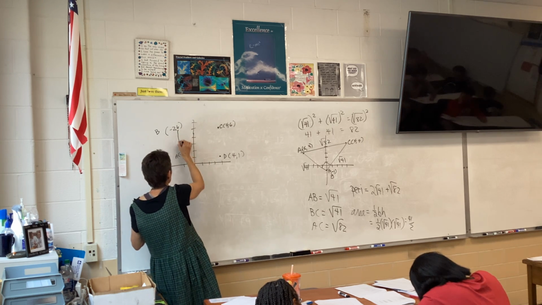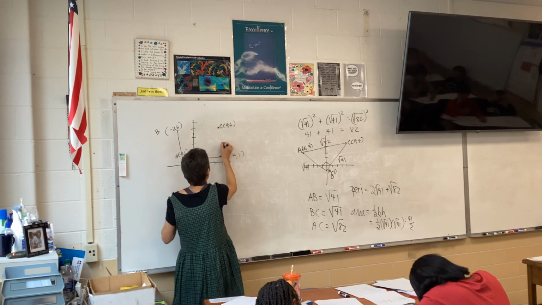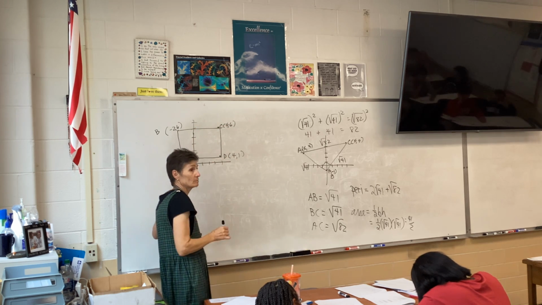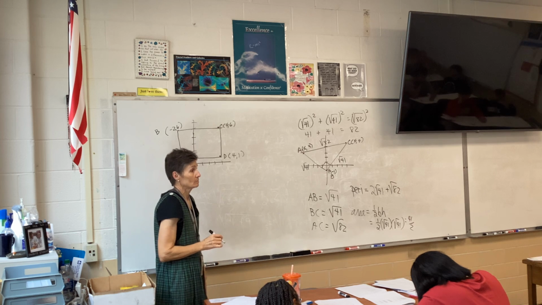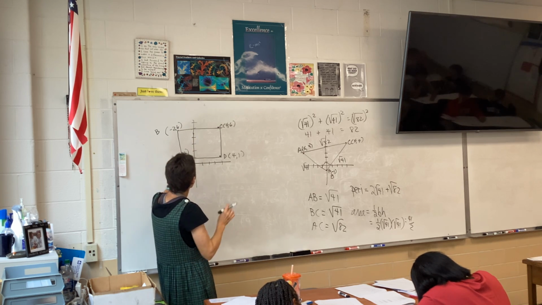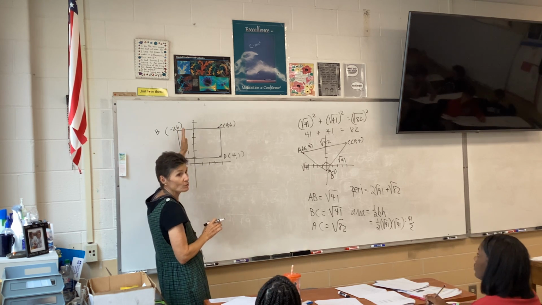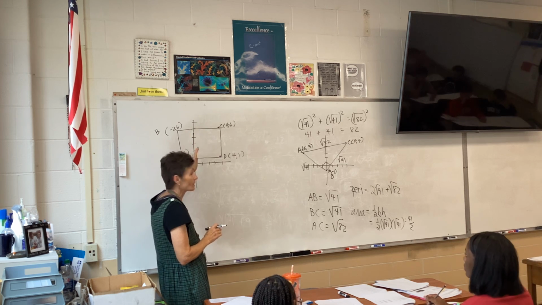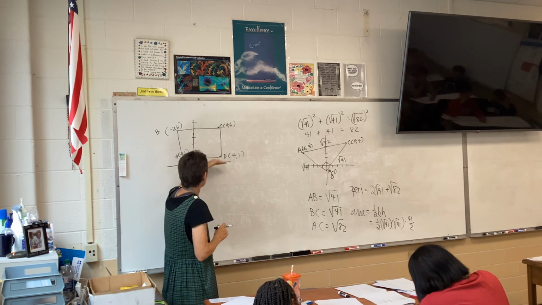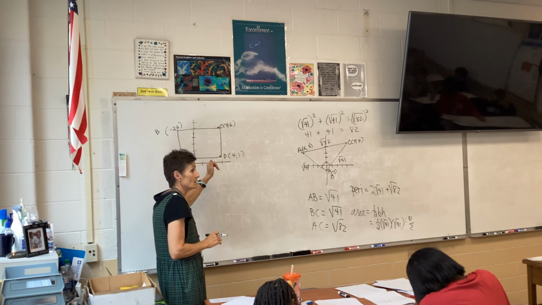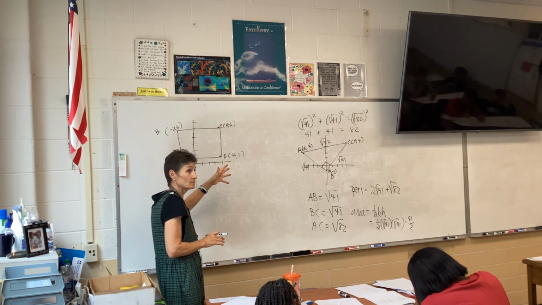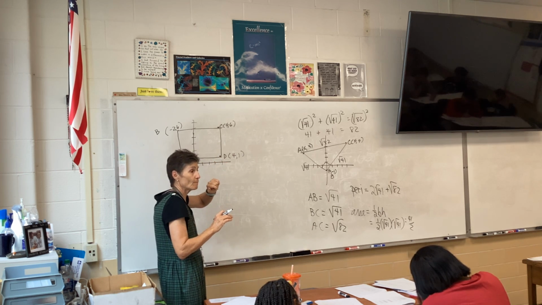So this is a rectangle. See how these two are, well, ignore my picture. These two are supposed to be right on top of each other. And so are these, and then these are straight across from each other. So I got a rectangle. All right, let's find the perimeter.